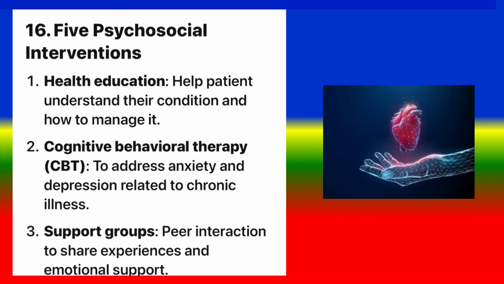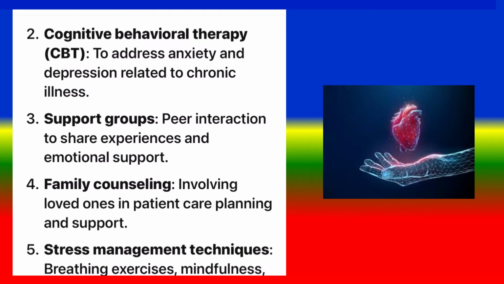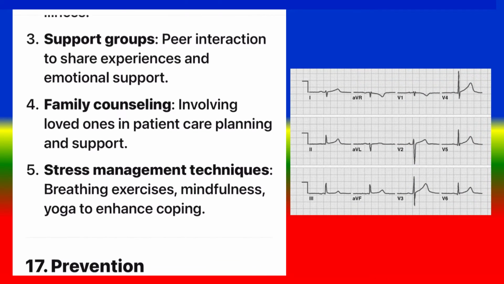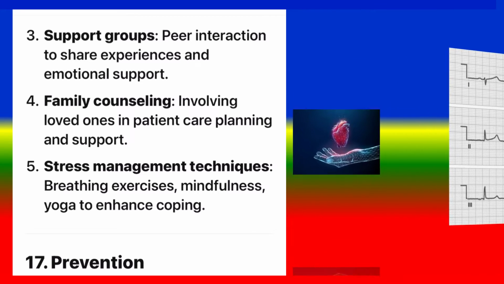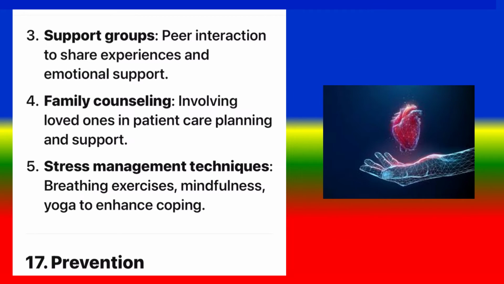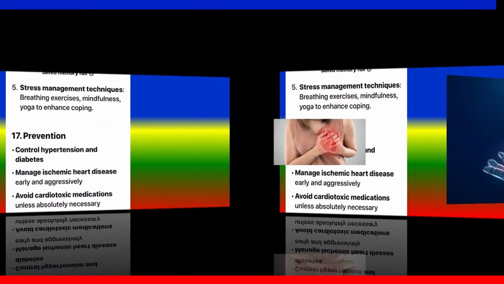16. Five psychosocial interventions. 1. Health education, to help patients understand their condition and how to manage it. 2. Cognitive behavioral therapy, CBT, to address anxiety and depression related to chronic illness. 3. Support groups, peer interaction to share experiences and emotional support. 4. Family counseling, involving loved ones in patient care planning and support. 5. Stress management techniques: breathing exercises, mindfulness, yoga to enhance coping.